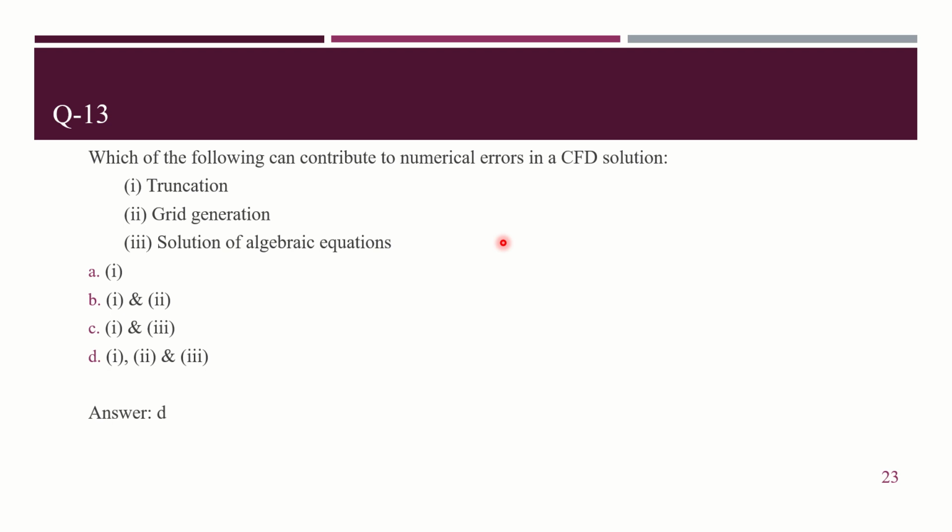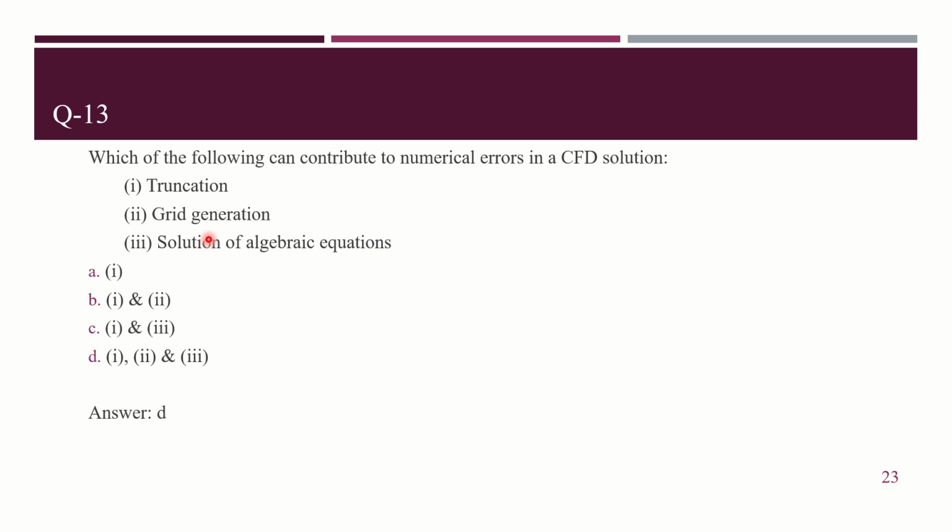So what are all the errors that can come into the solutions? First one, truncation. Yes, it comes into picture because when we are using discretization schemes, we are truncating certain terms. Based on that we get the order of accuracy of the system, but still it can contribute to some form of errors. Second one, grid generation. Again this is true because we are dividing the grids, and depending on the grid size, there might be some loss in information.